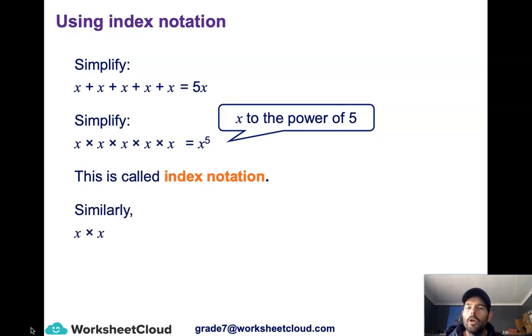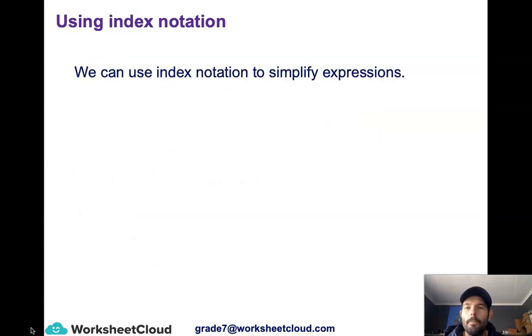Okay, so similarly, x times x is x squared. x times x times x, x cubed. There are 3 of them. And if there are 4 of them, then yes, you're correct. It would be x to the power of 4. So please notice the difference between adding and multiplying. Okay, they're very, very different. And go back over the screen to make sure you understand the difference between adding and multiplying in algebra.